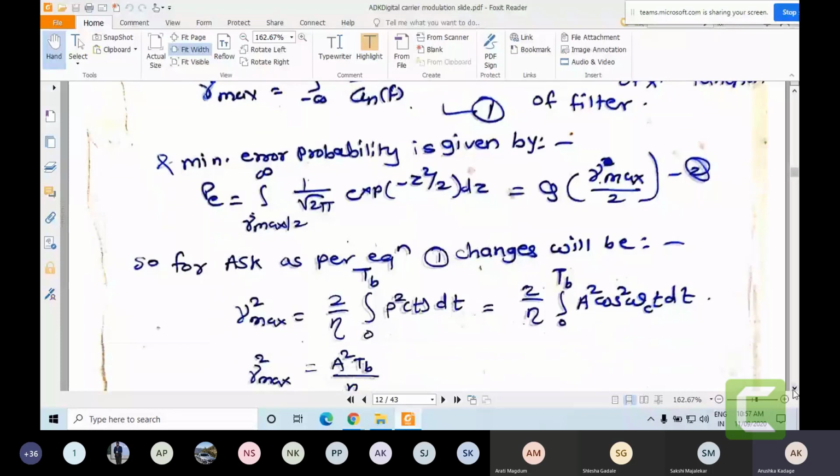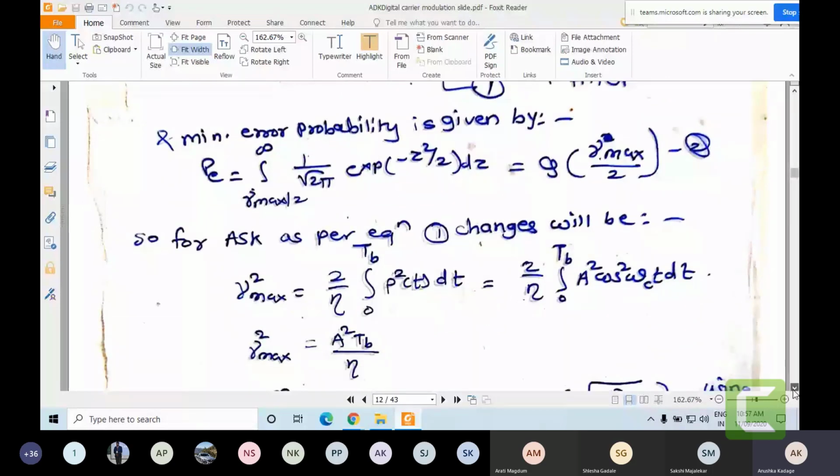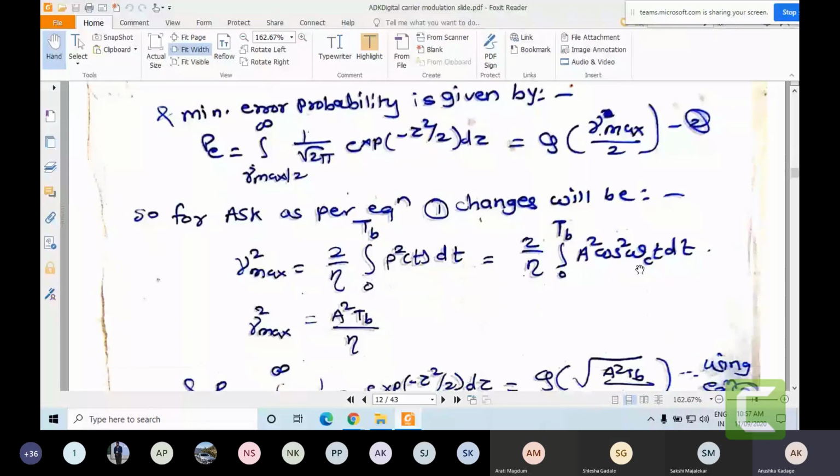Once again, you have to solve this for integration of cos square omega ct, and you have to substitute the limit. So here A square was present, here cos square omega ct you have to substitute. There in the denominator 2 will appear, that 2 and this 2 will get cancelled, and you will get the final answer as A square Tb divided by eta.